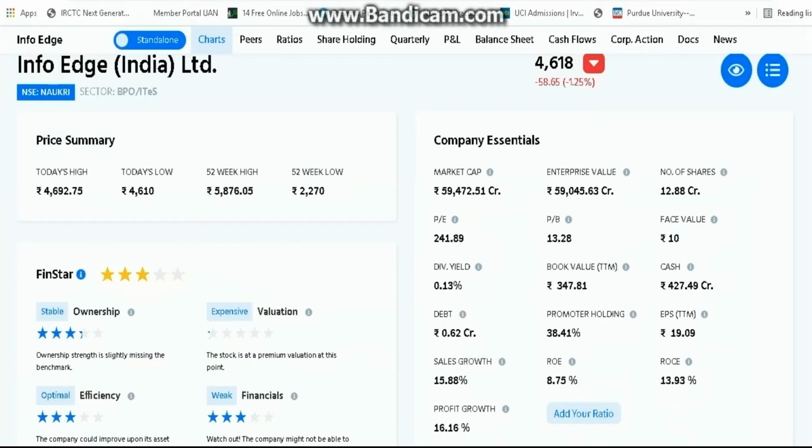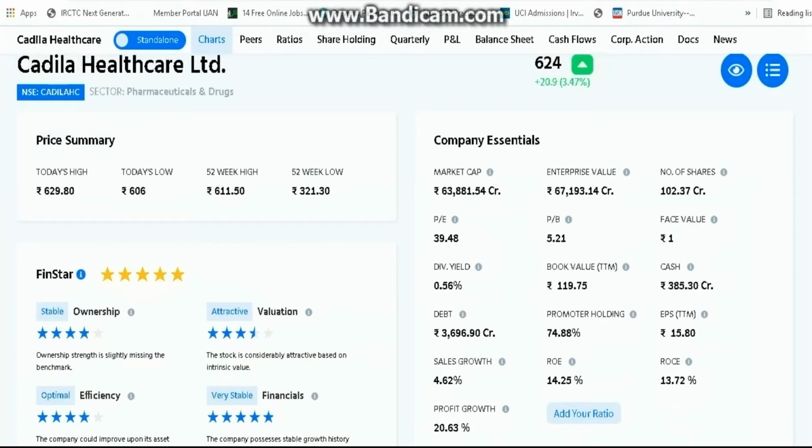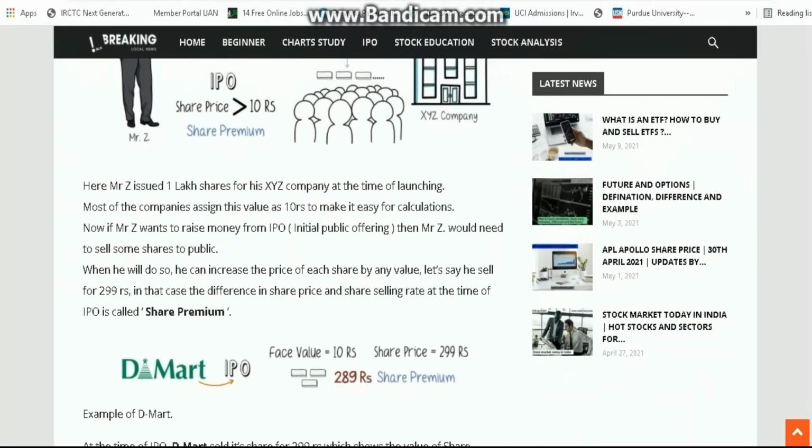Here Info Edge Limited's face value is 10 rupees. Cadila Healthcare's face value, you can see here, is 1 rupee. The number of shares Cadila has is 102.37 crore. Now you can see dividends, and now we are going to learn more about promoter holding. So we just went through the live example of face value and share premium.